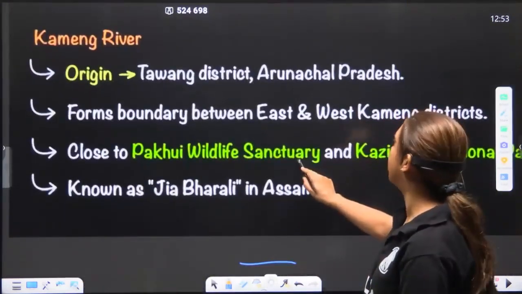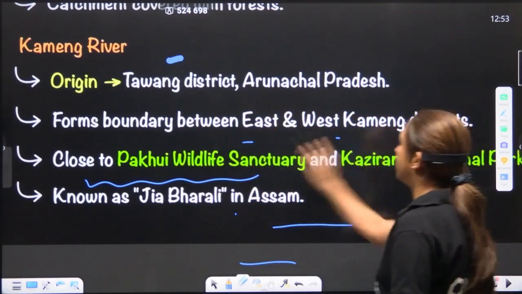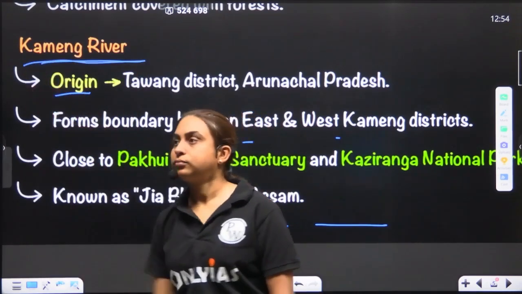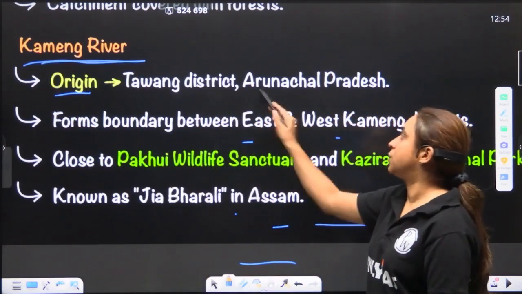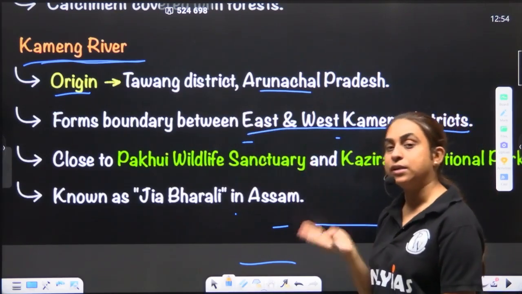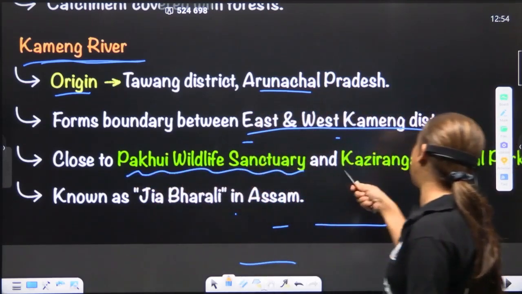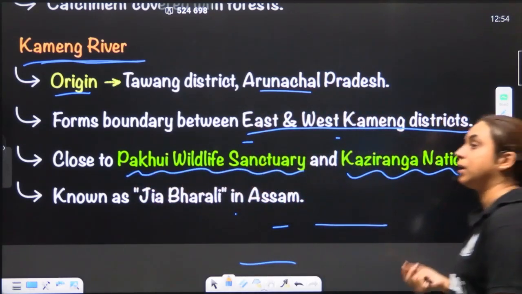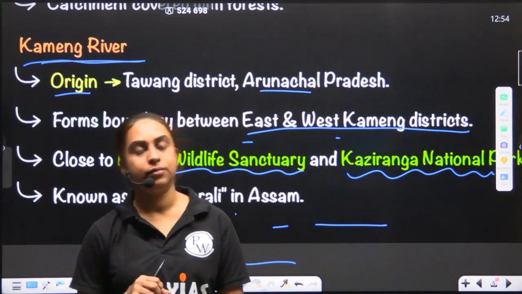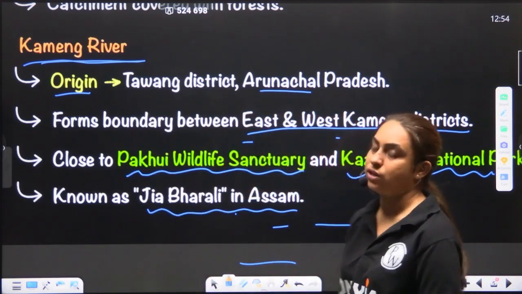The next one is the Kameng. If I talk about the Kameng river, the origin is near Arunachal Pradesh, Tawang district. In Arunachal Pradesh, you have Kameng. It is forming a border between East Kameng district on one side and West Kameng on the other side. It is close to Pakhui Wildlife Sanctuary and Kaziranga National Park. It is also known as Jia Bhareli in Assam.